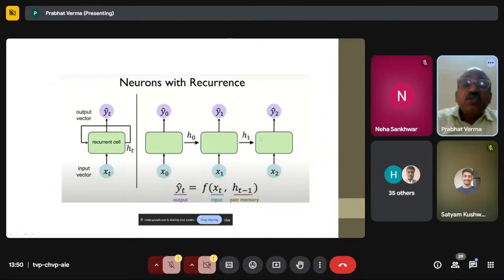The same we can show in a compact form, which is represented on the left side. You can see on the left side, we have one input vector xt in the form of t0, t1, t2 up to tn, and there is a recurrent cell in which ht is being fed back repeatedly, that is the hidden variable value, which is giving the history data or the past memory data. So basically, this y cap t, the output vector, depends upon both xt as well as ht.